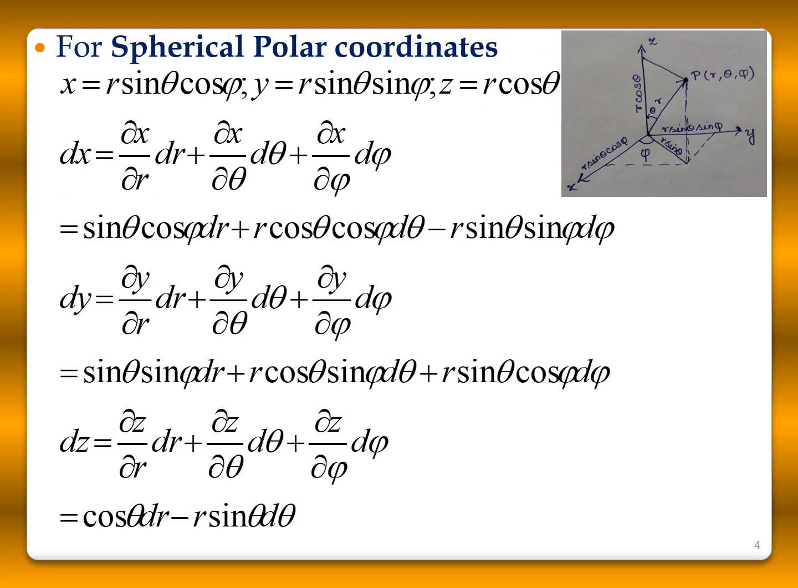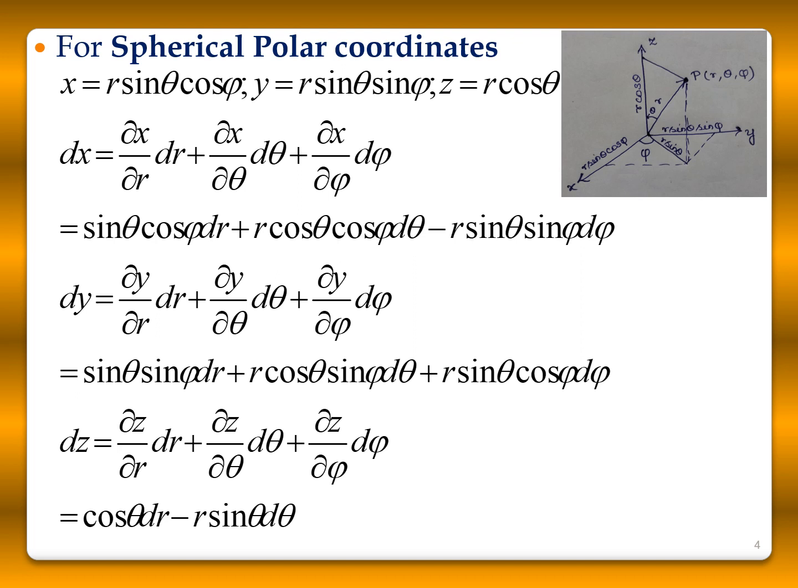Similarly, for the spherical polar coordinate, consider a point P, and P is a function of r theta phi, because spherical polar coordinates are r theta phi. The radius vector r makes an angle theta with the z axis, so along the z axis it is r cos theta. The projection in the xy plane is r sin theta, and this one makes an angle phi with the x-axis.